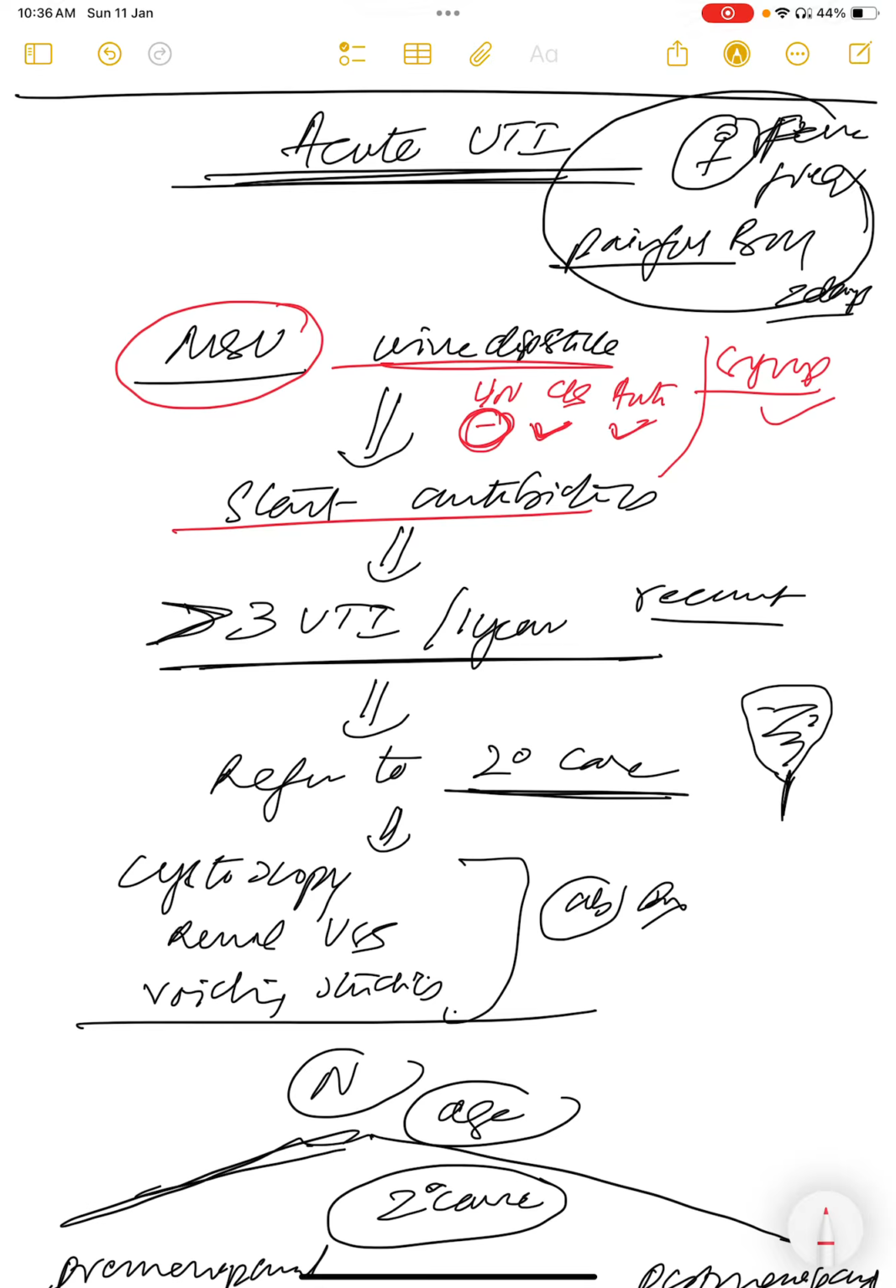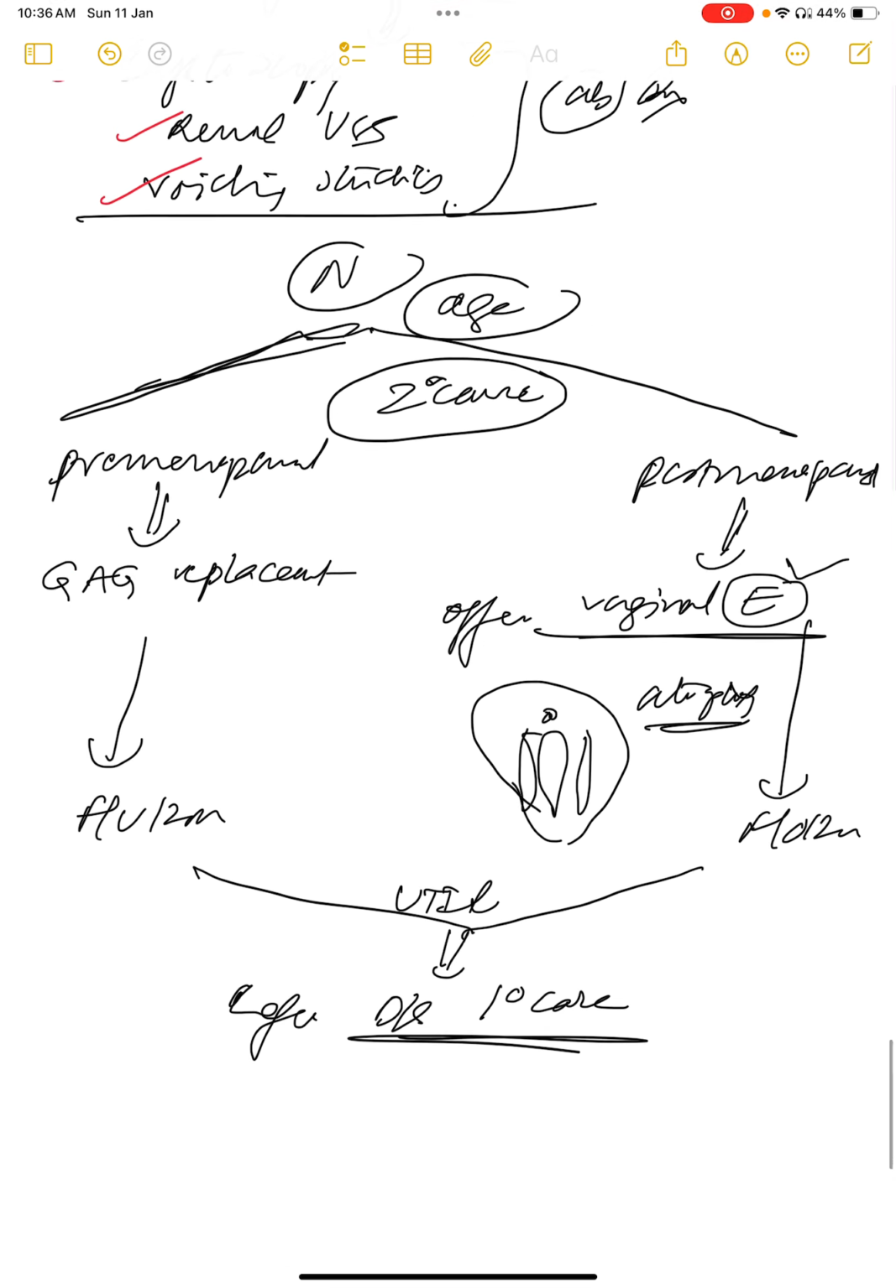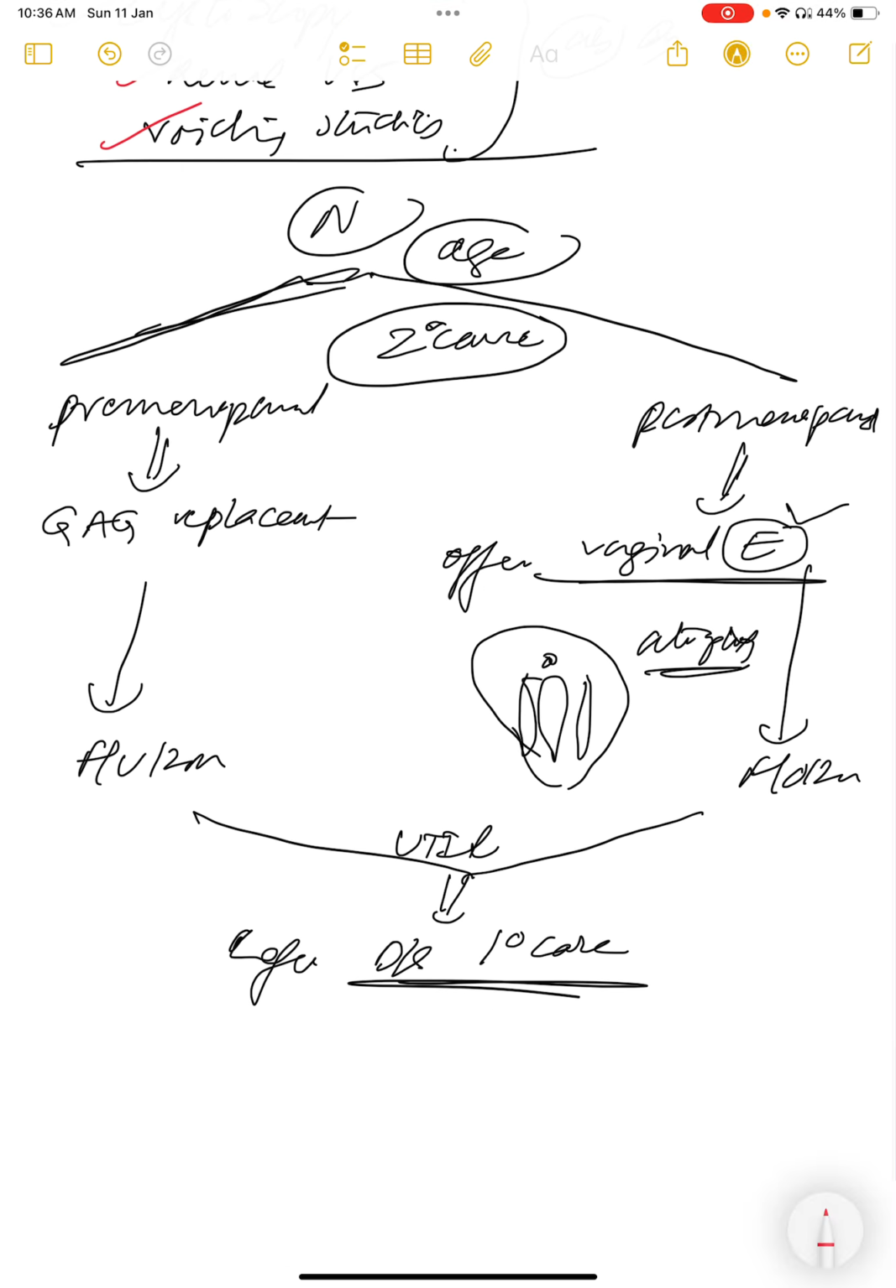Okay, then more than 3 UTIs in a year is known as recurrent UTI. Then they will refer to secondary care. Secondary care means urologist. They'll do cystoscopy, ultrasound, voiding studies and all. If there is an abnormality, then treat accordingly. If they all are normal, then you will see the age.